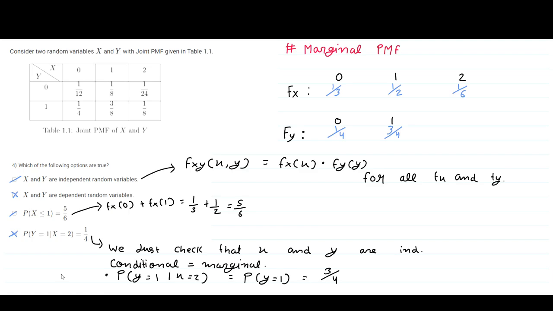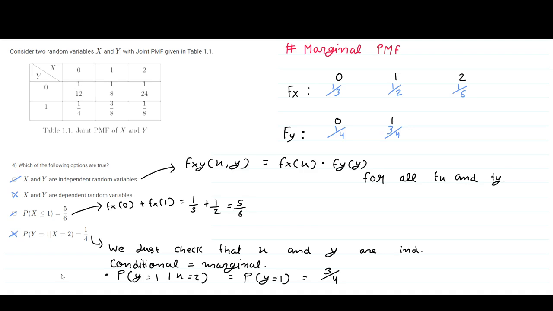Let us first see how we can find the marginals. Suppose we want to find the marginal of random variable x equal to 1. What we have to do is fix x equal to 1, vary it over all the values of y, and sum all the joint PMFs that we get. That resulting sum is going to be the marginal PMF.